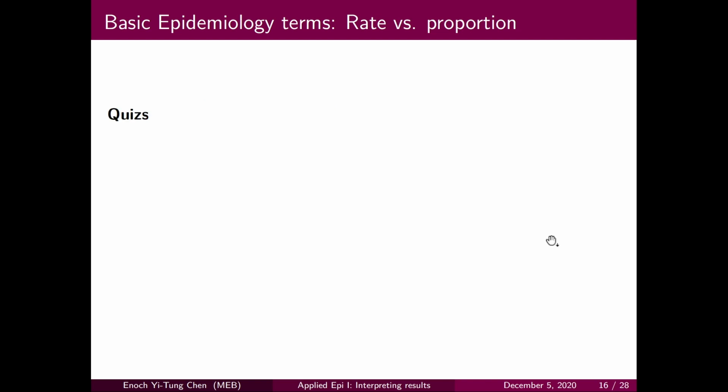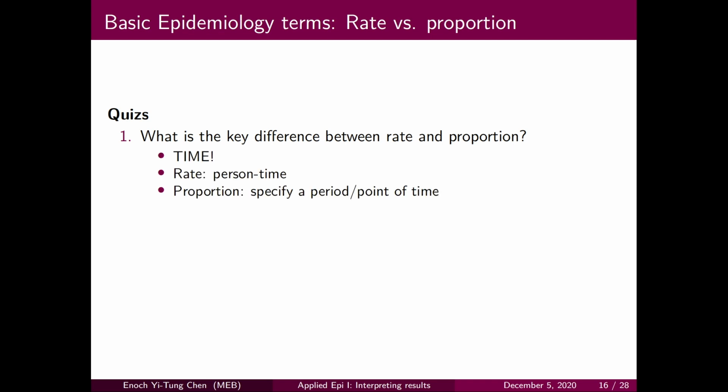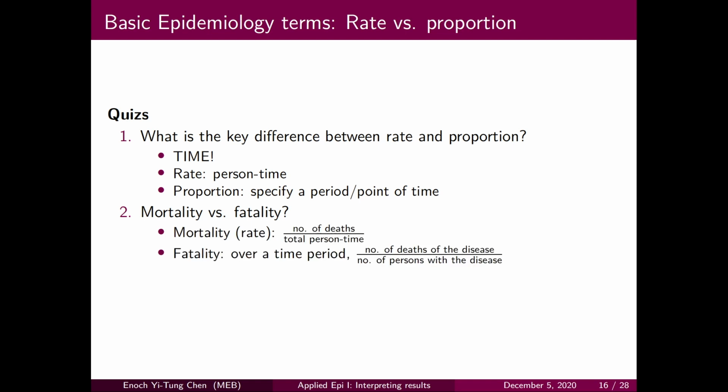And now let's have a small quiz together. What is the key difference between rate and proportion? Time. Person time is involved in rate, and usually in proportion you have to specify a period of time. Next one. What is the difference between mortality and fatality? Mortality is a rate, so it's the number of deaths over the total person time. Fatality is a proportion. It's out of the people with the disease, how many die over that period.